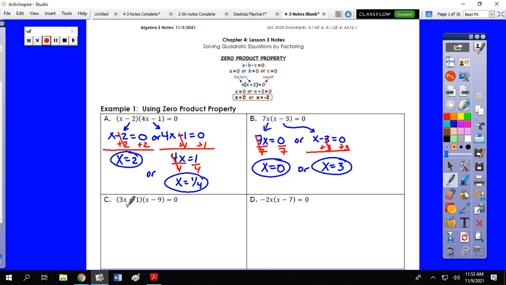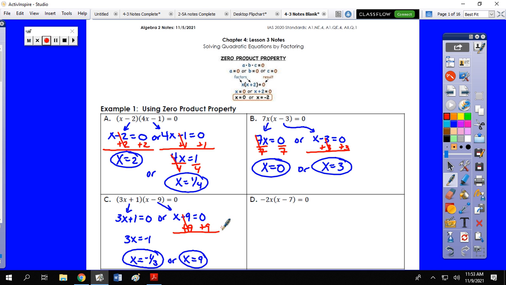So on letter C, we would say 3x plus 1 is equal to 0, or x minus 9 is equal to 0. Here we would subtract 1 from each side and then divide by 3 to give us negative 1/3 for our first answer. Here we would add 9 to each side, which would give us x equals 9. I'll show my work as well. So here I would add 9, that solves for x. Here I would subtract 1 and then divide by 3.